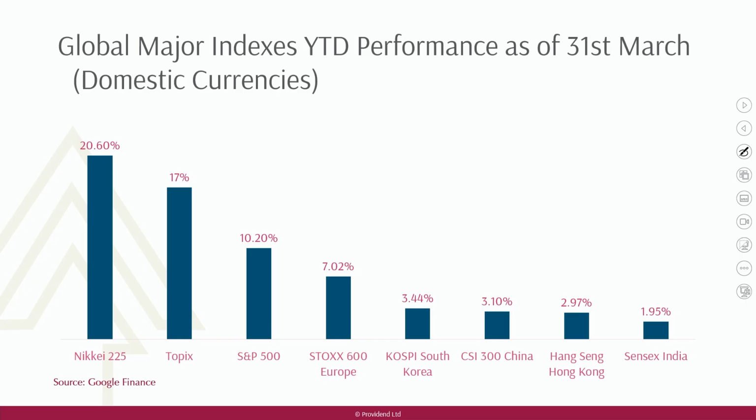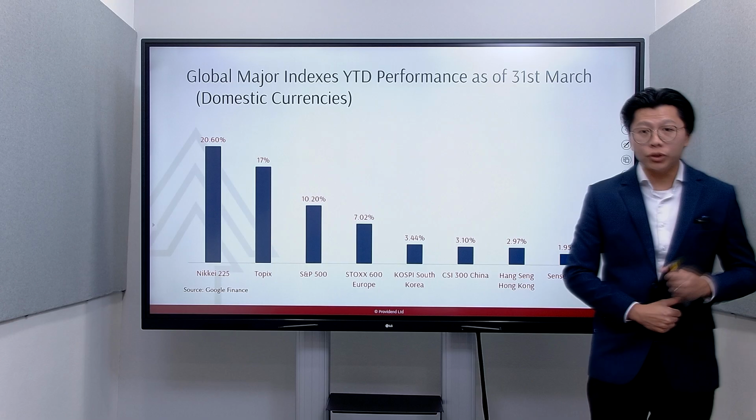Okay. If we look at the global major indexes' year-to-date performance, we can see that Japan's two major indexes, Nikkei 225 and TOPIX, have risen by 20.6% and 17% comparatively to their other global major index counterparts. S&P 500 10.2%, STOXX 600 Europe 7%, KOSPI South Korea 3.4%, CSI China 3.1%, Hang Seng Index 3%, and Sensex India about 2%. Why is Japan outperforming its global major indexes so much? There are three reasons for this.